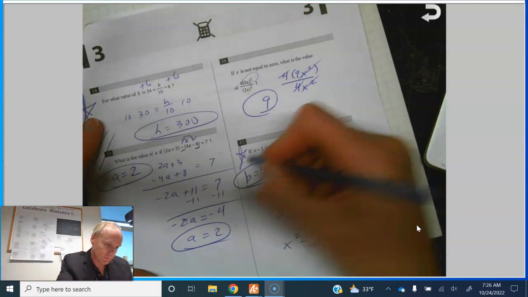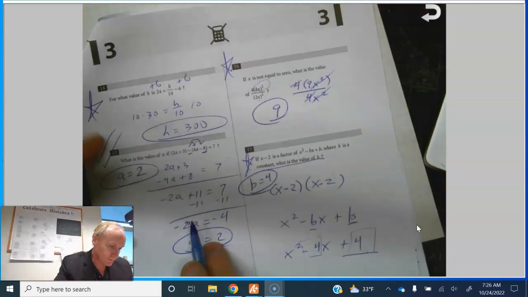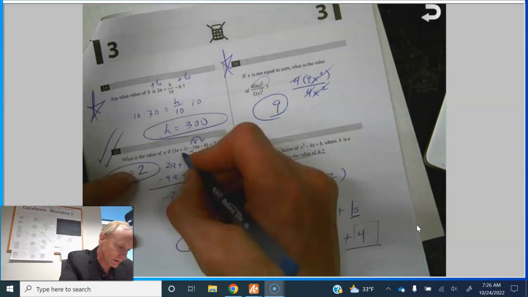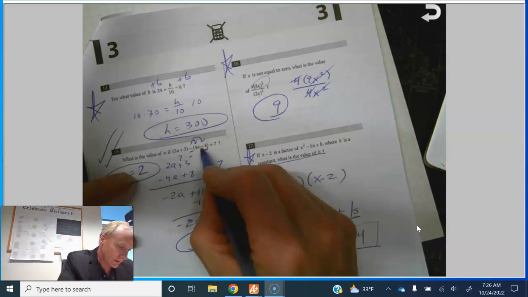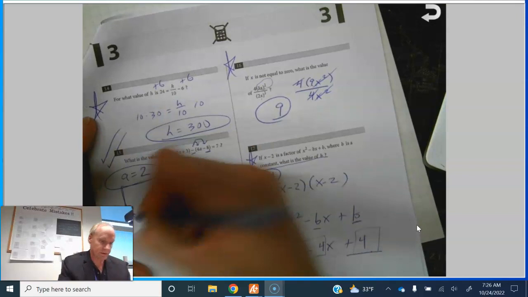I am absolutely sure on this one. This one looks good, but I'm just going to double check it. 2 times 2 is 4, plus 3 is 7. And 8 minus 8 is 0. 7 minus 0 is 7. I am absolutely sure now on that one.